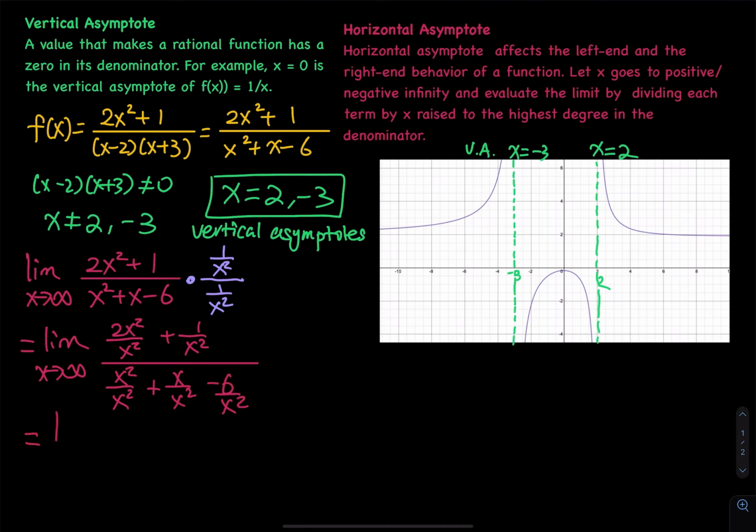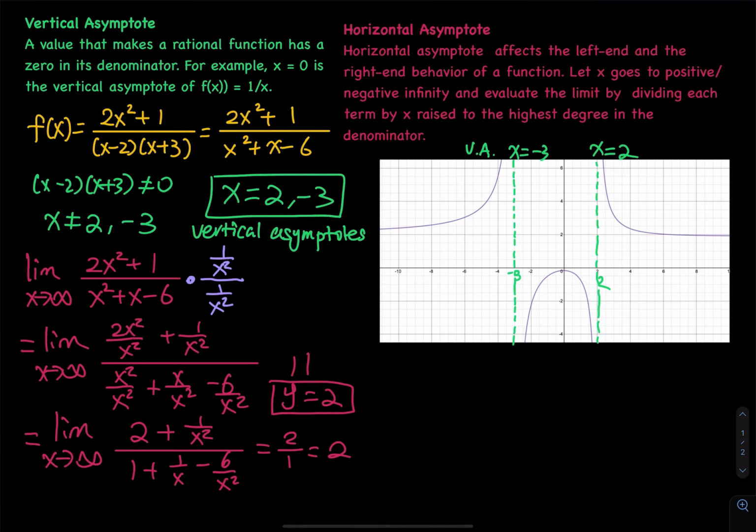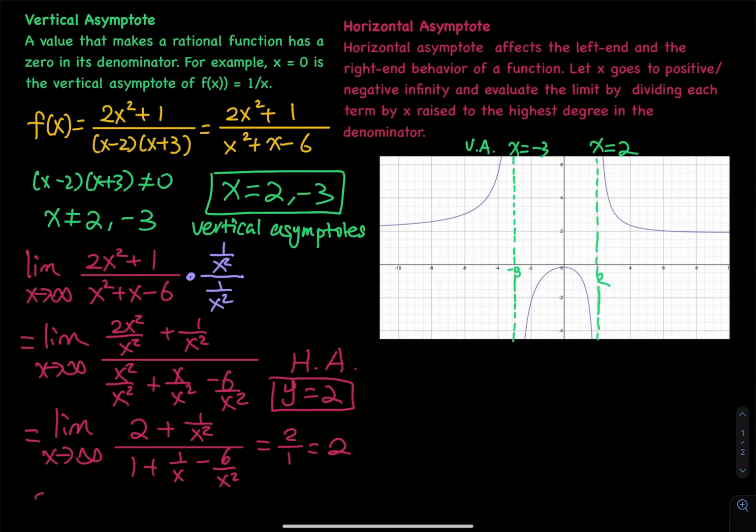And then you clean up the exponents. As x goes to infinity, the top is 2 plus 1 divided by x squared, and the denominator is 1 plus 1 over x minus 6 divided by x squared. Once x approaches infinity, you have 2 divided by 1, which equals 2. So y equals 2. This is a horizontal asymptote. As x approaches negative infinity, you get the same thing: y approaches 2. So the horizontal asymptote is y equals 2. The way we sketch that is we draw a horizontal dashed line, like this, at y equals 2.